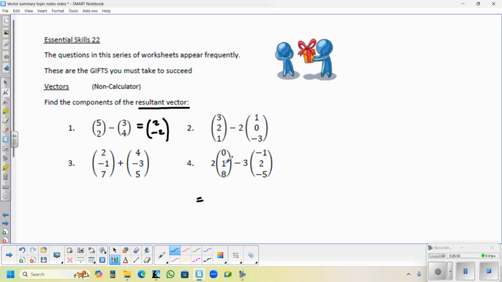So we've got 2 lots of that vector. So 2 lots of that vector would give me 0, 2, and 16. And I want to take away 3 lots of that vector. 3 times -1 is -3, 3 times 2 is 6, and 3 times -5 is -15. So I'll multiply them first, and then do straight across the top, which would give me 3. The middle, the y components, gives me -4. And the z components would give me 31, because that's the same as 16 add on 15.